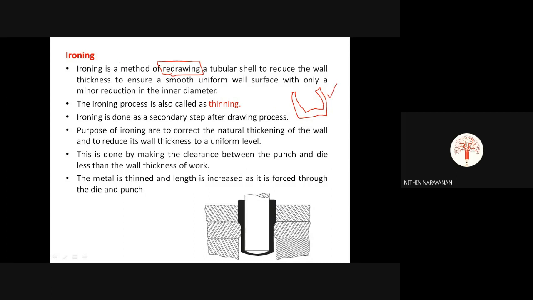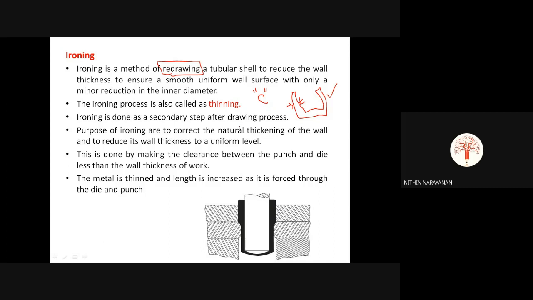The tubular shell is redrawn to reduce the wall thickness, to ensure a smooth uniform wall surface with only a minor reduction in inner diameter. So what we are doing is reducing the wall thickness. In deep drawing, the reason for this much wall thickness is the clearance that we used there. So in this case we are reducing the clearance. That is the only thing we are doing here. This is done as a secondary process after drawing.